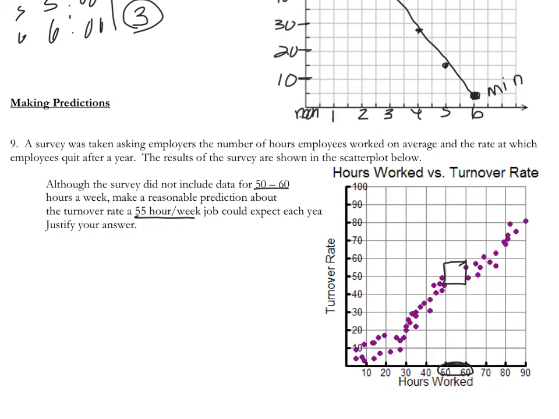All right, so 50 and 60, so right in the middle, in between. So let's just go up. So we're going to be somewhere in this area right here, right? So I would say a good estimate would be a turnover rate of 50. Okay, if you want to go up a little bit more, I'd say between 50 and 55 would be a good answer.